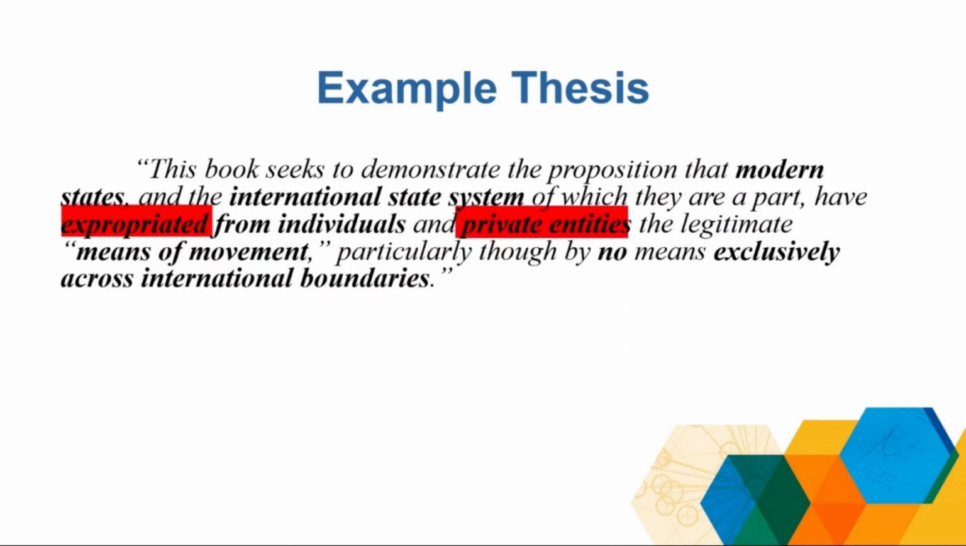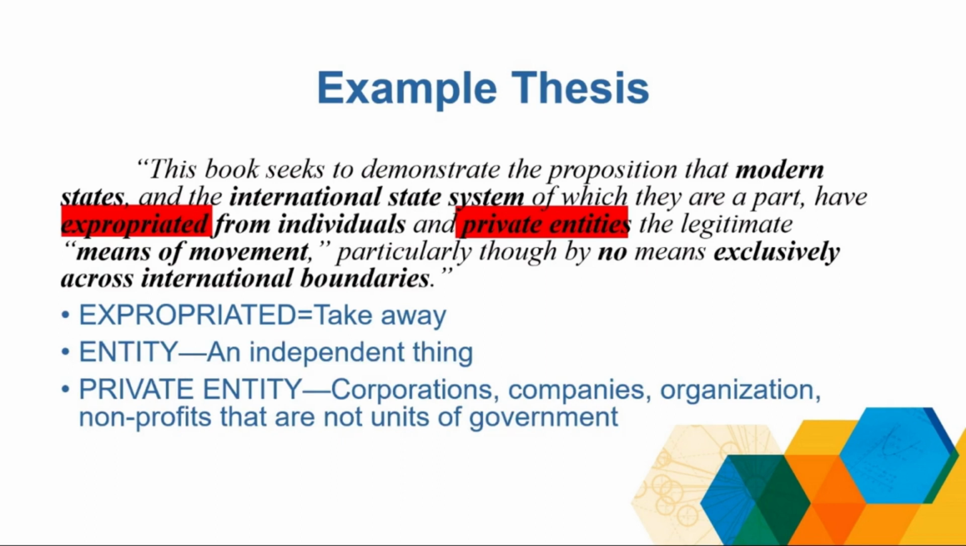Expropriated and private entities are two terms that we can redefine to better understand. Expropriated means to take away. An entity is an independent thing. A private entity is a corporation, company, organization, or nonprofit that is not a unit of government.